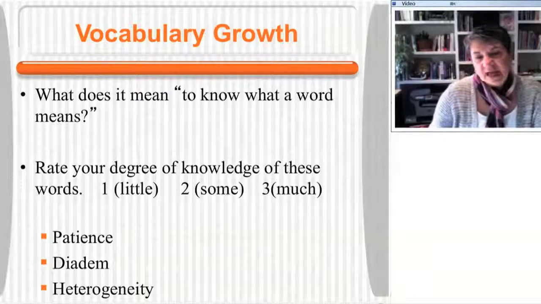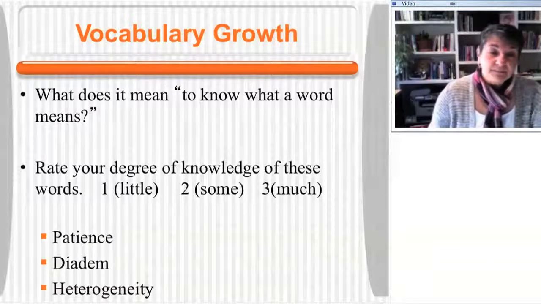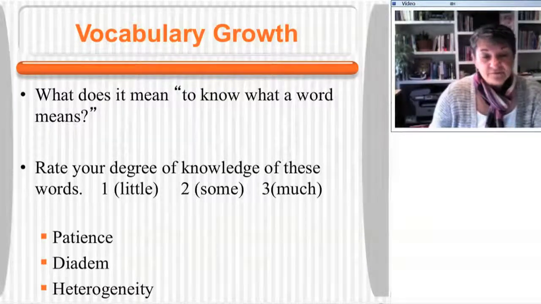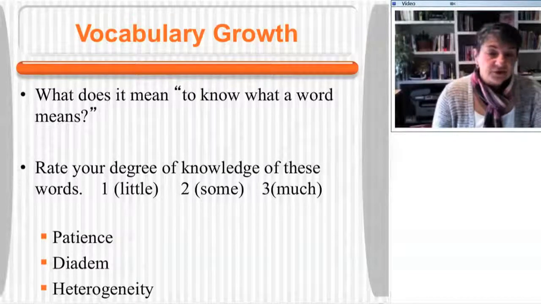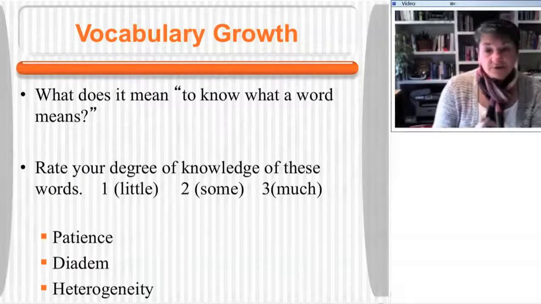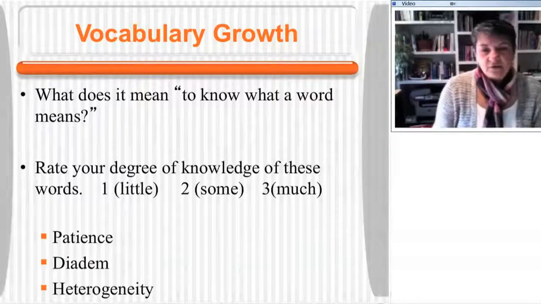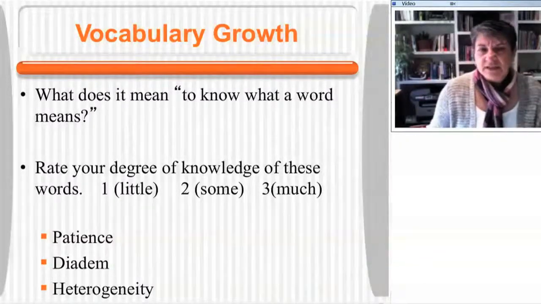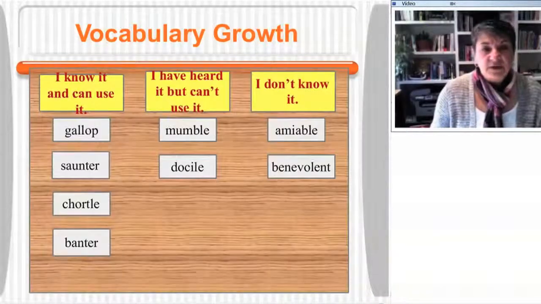How about the word diadem? How would you rate your knowledge about that? Maybe 1, maybe 2, maybe 3. Some of you may know what a diadem is. How about the third word, heterogeneity? What would you say about your knowledge of that? So it's pretty interesting to think about knowing a word. It's not an all or none thing. I think that's one of the things that researchers have found. We used to think that either you know what a word means or you don't know what a word means. But now we know that really your knowledge of words lies on some kind of continuum.